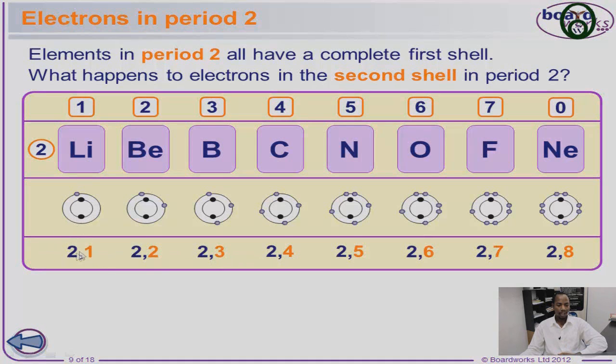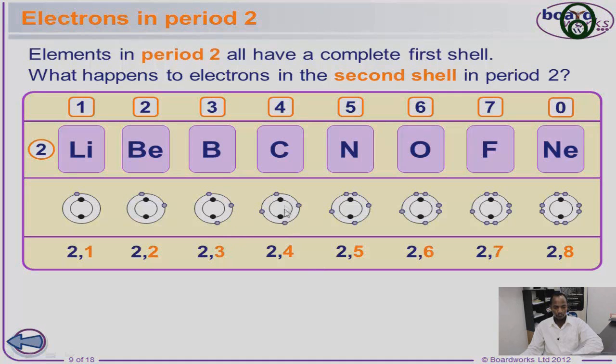So it means it has 2 for the first shell, and then 1 goes to the next shell. For the other element, 2 for the first shell, 2 go to the next shell. The first shell is always constant: the maximum number must be 2. The maximum you can take is 2. 2 for the first shell, and then for boron, 3 goes to the outer shell.